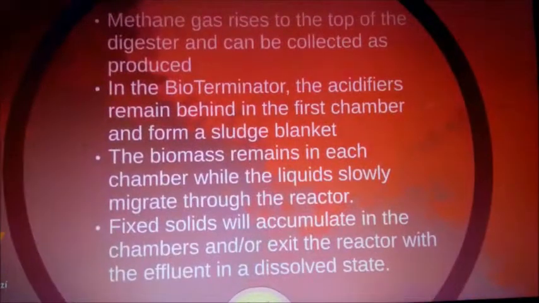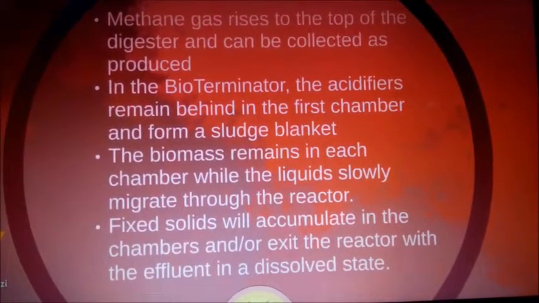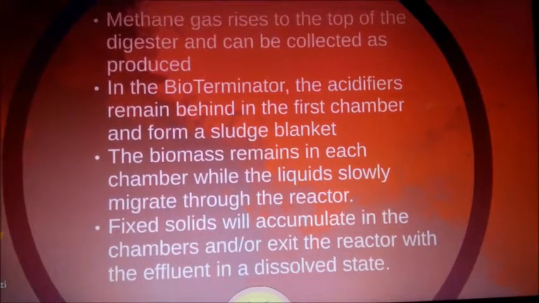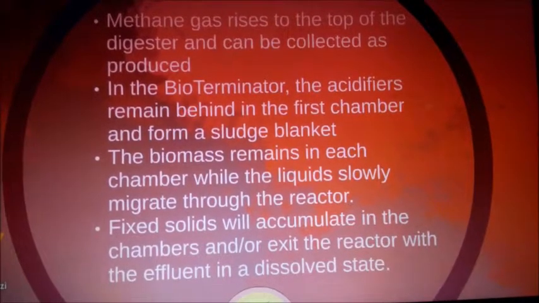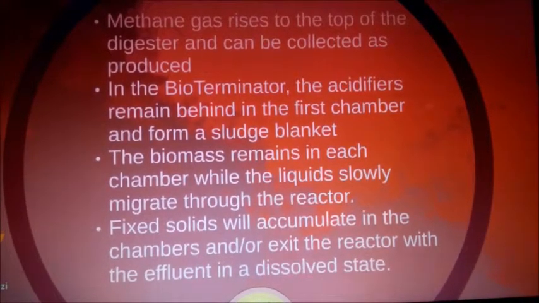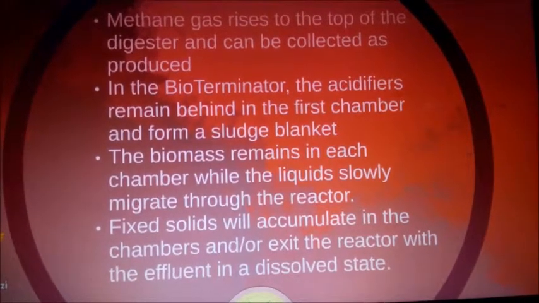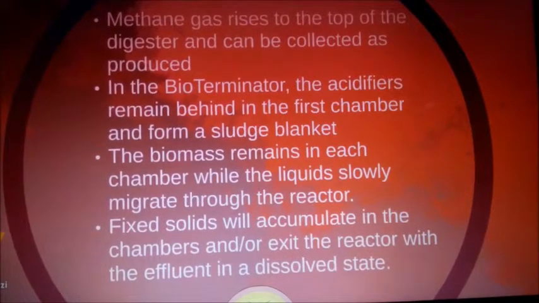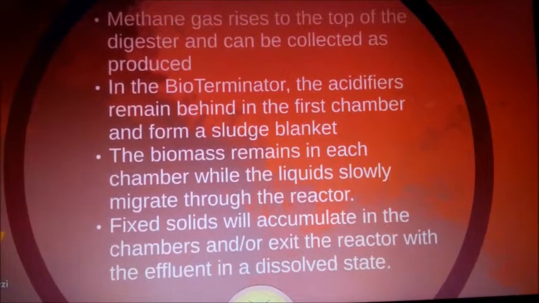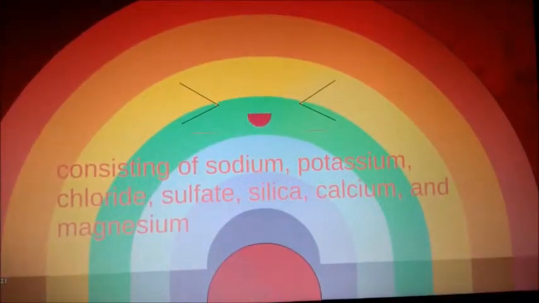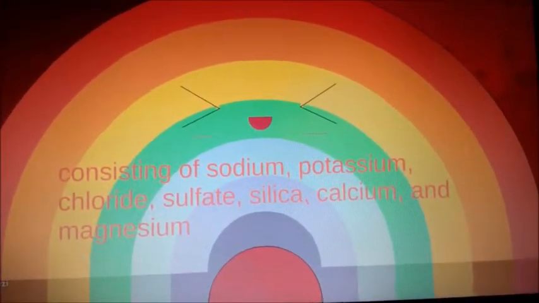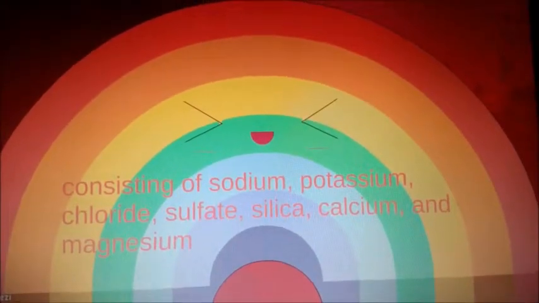Methane gas rises to the top of the digester and can be collected as product. In the bioterminator, the acidifiers remain behind in the first chamber and form a slush blanket. The biomass remains in each chamber while the liquid slowly migrates through the reactor. Feed solids will accumulate in the chambers and or exit the reactor with the effluent in a dissolved state. Feed solids consist of sodium, potassium, chloride, sulfate, silica, calcium, and magnesium.